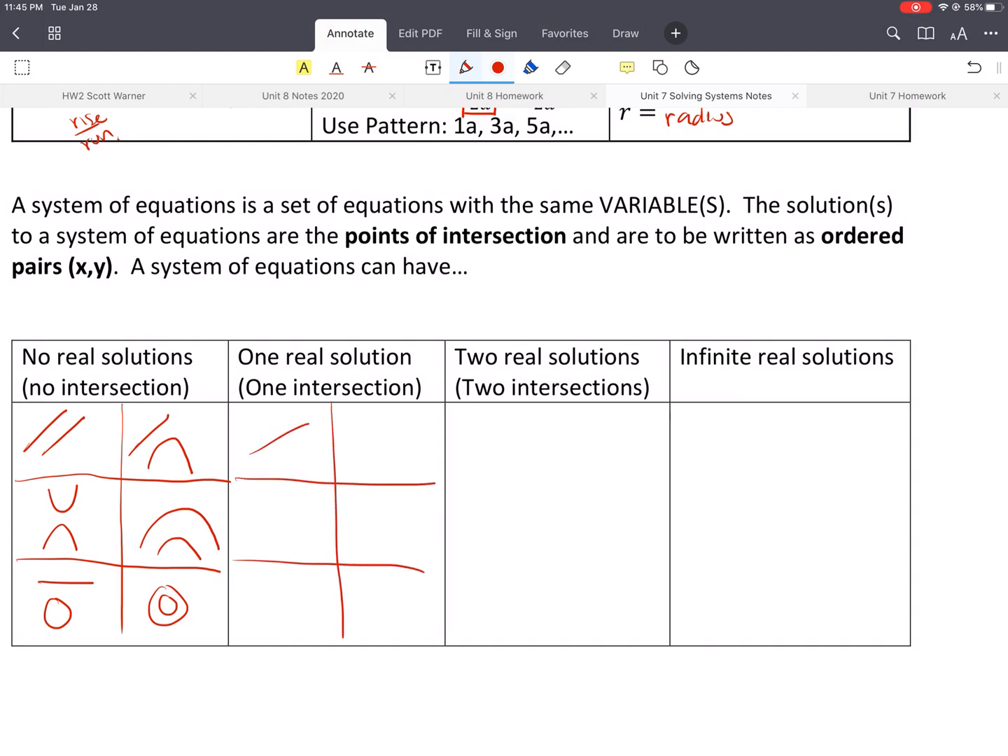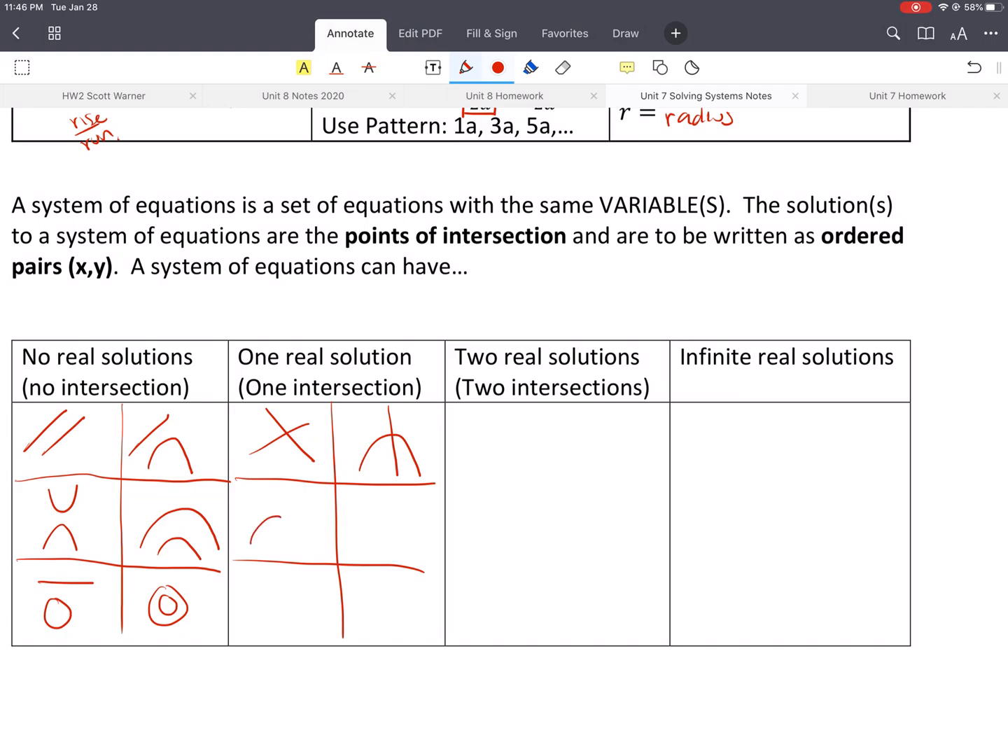One real solution, we could do something like two linear lines that cross. We could do a parabola and a line like that. I'm sure you can come up with some others. Trying to see if there's any others I can think of.